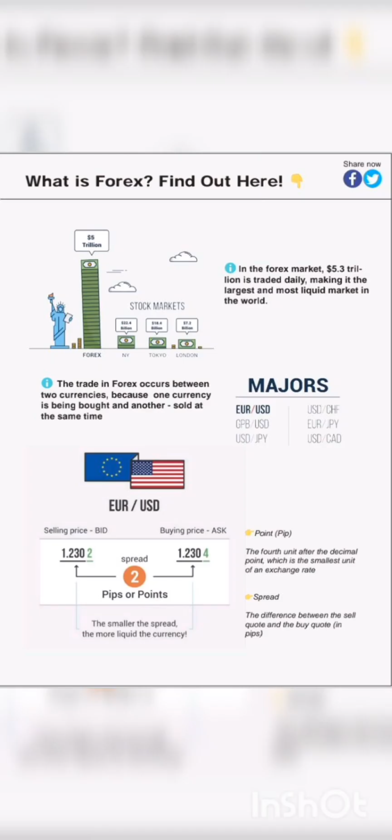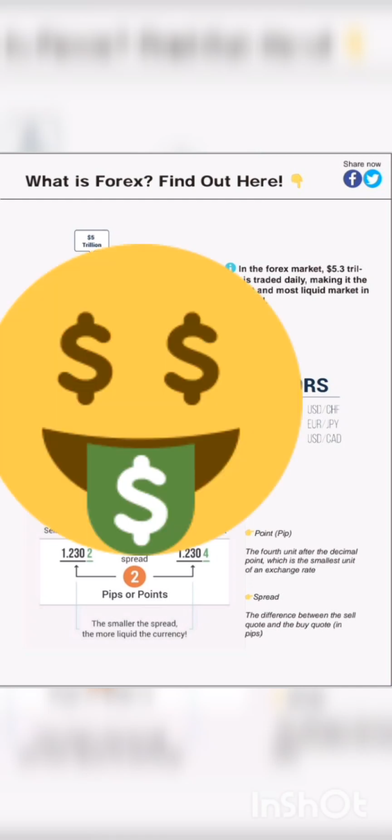So what is forex? This is the simplest way to understand it: it's a market, and it's the biggest market in the world. In the forex market, almost 5.3 trillion is traded daily, making it the largest and most liquid market in the world. 5.3 trillion, that's the highest figure I can think of.